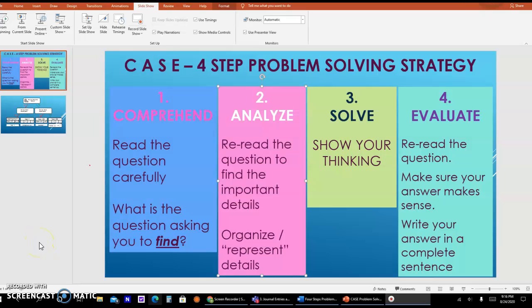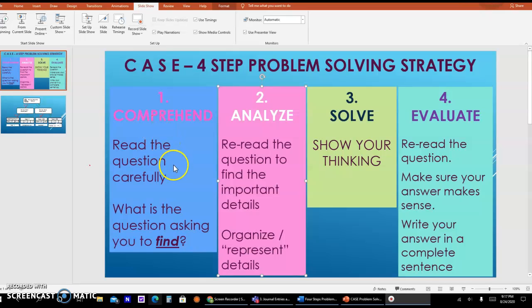Hello students, today Mrs. J is going to review the 4-step problem solving strategy called CASE. You've learned this in 4th grade last year. I would like to review it again with you because I expect you to use it when you solve word problems. The first step in CASE is C, comprehend.